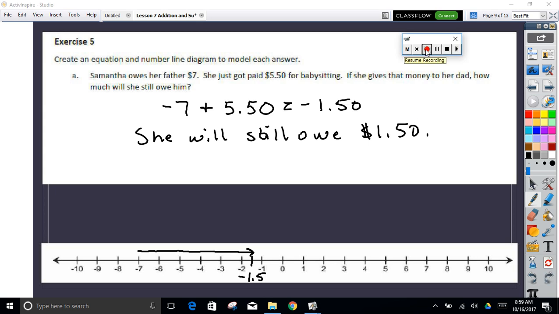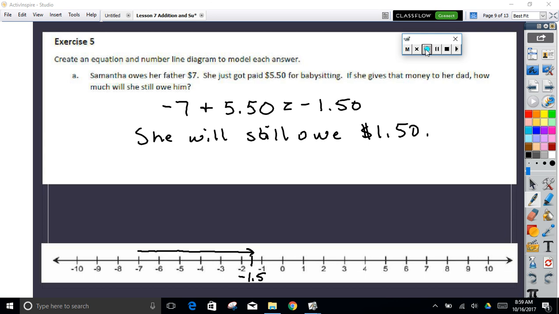So just to sum up this problem, because the bell was ringing and some of your attention was gone, we end up with an answer of negative 1.50. So when we give our summary sentence, we say she will still owe $1.50. You don't have to say she'll still owe negative $1.50. That's like a double negative.